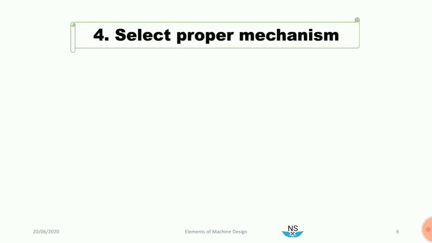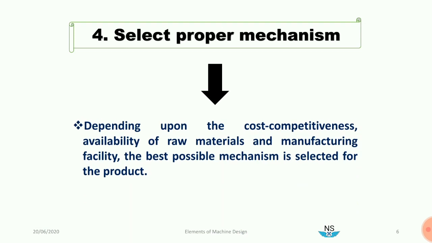Then the next step in design is to select the proper mechanism. In the previous step, we studied the different types of mechanisms available for the product. Now in this step, select the proper mechanism. Depending upon the cost competitiveness, availability of raw materials and manufacturing facility, the best possible mechanism is selected for the product.